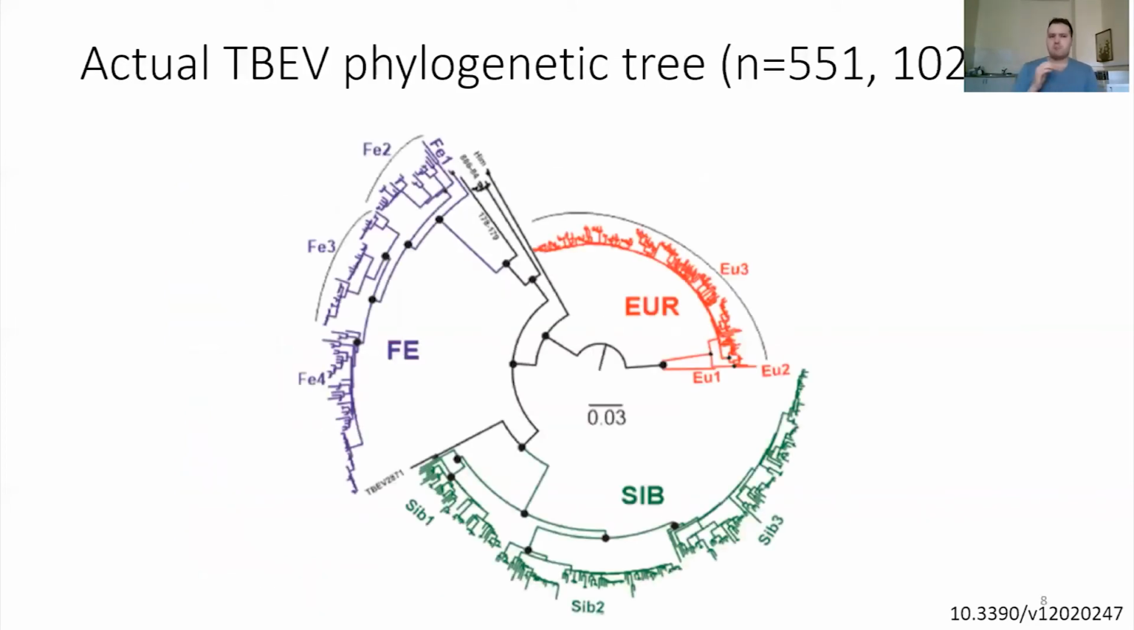The most actual tree, which I made approximately half a year ago, consisted of 551 viruses. It is the most represented genome fragment of TBEV viruses. We can see there are three main subtypes. They are currently called European, Far Eastern, and Siberian, but they are not located only in Europe, the Far East, or Siberia. Also, two or maybe three novel putative subtypes were proposed recently.